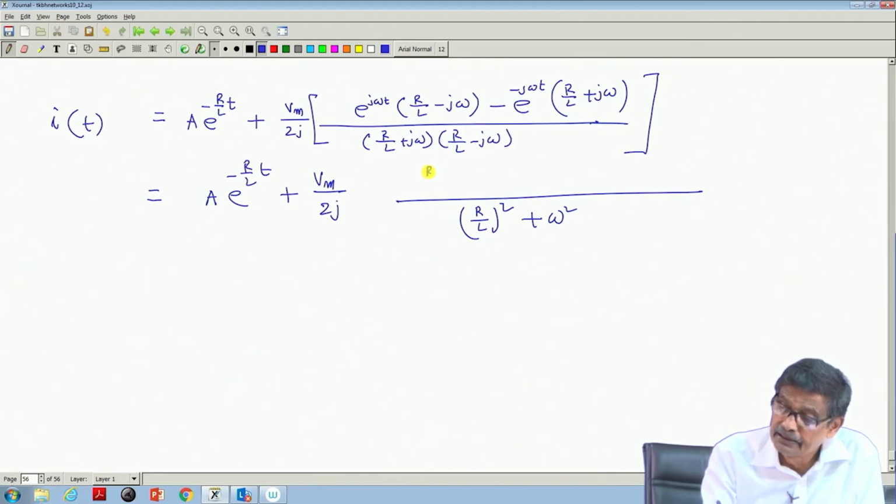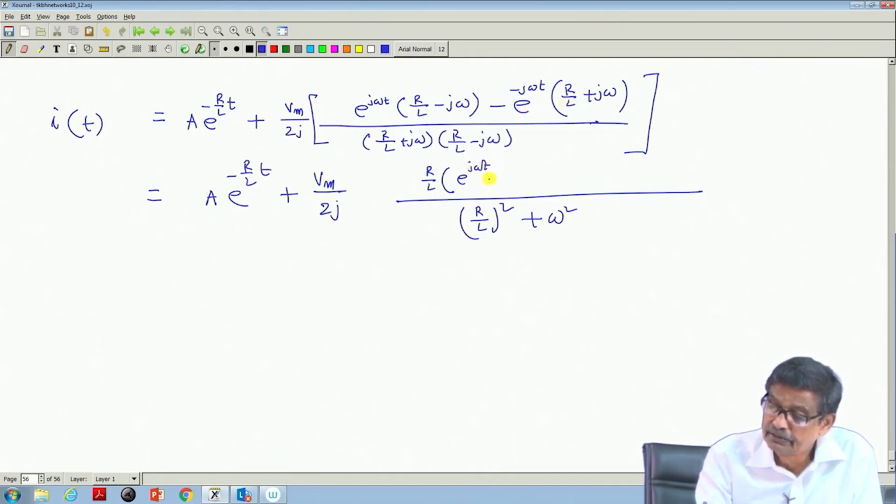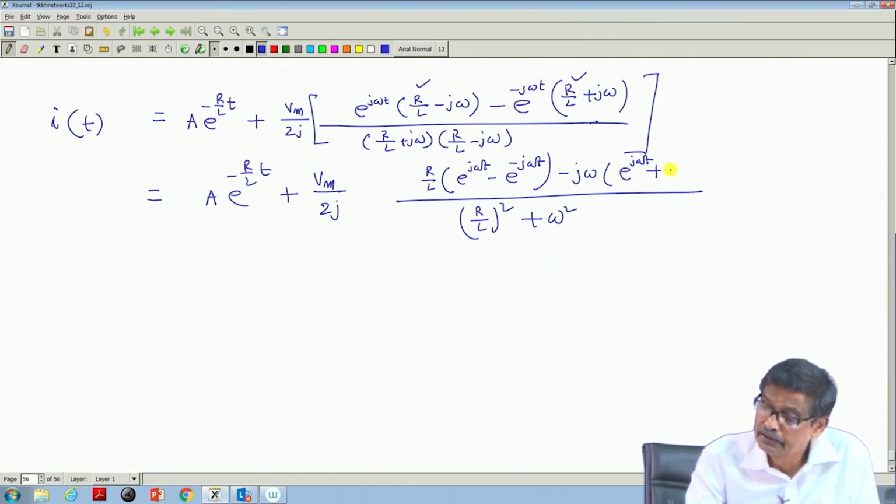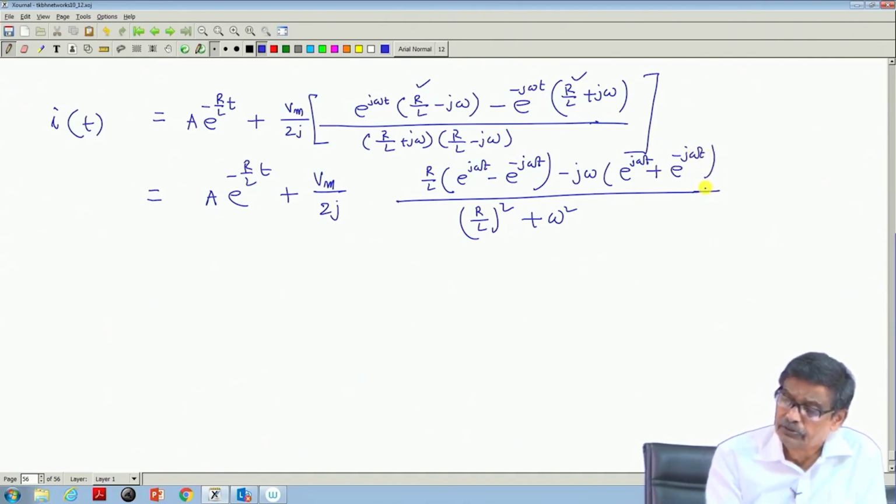this R by L, if you take common, it will give you e to the power j omega t, and from this R by L it will give you minus e to the power minus j omega t. These two terms I have taken, and then you see minus j omega, if you take common, it will be e to the power j omega t from this, and it is also minus. So, this will become plus e to the power minus j omega t. Is that correct? So, this will be the thing.